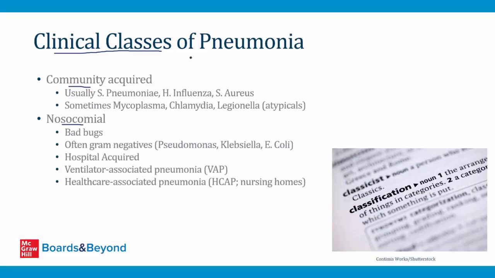So community-acquired means that the patient was out in the community, at home, at work, and they acquired pneumonia. These types of infections are usually caused by strep pneumoniae, Haemophilus influenzae, or Staph aureus, sometimes the atypicals like these bacteria here, which I discussed earlier. Nosocomial infections occur among patients who have been hospitalized or in a nursing home. These infections typically are more serious. They're often caused by bad bugs like gram-negatives, like these bacteria here. And we can split nosocomial up even further into hospital-acquired, ventilator-associated pneumonia, which occurs in people on a ventilator, or healthcare-associated pneumonia, or HCAP. This is pneumonia that occurs in nursing homes.